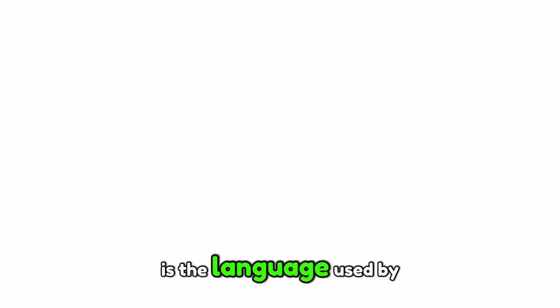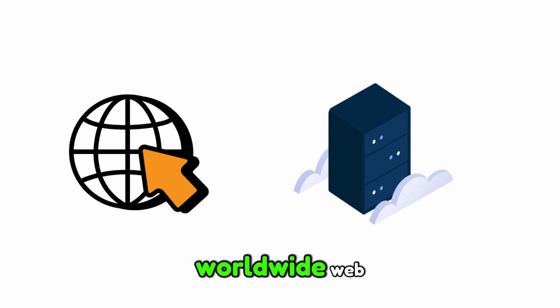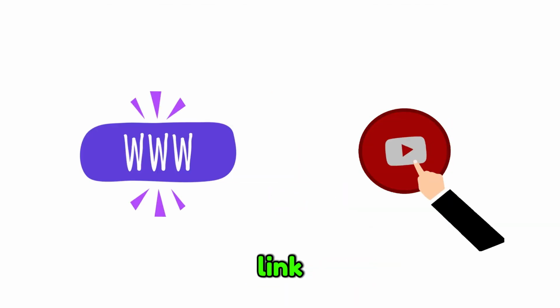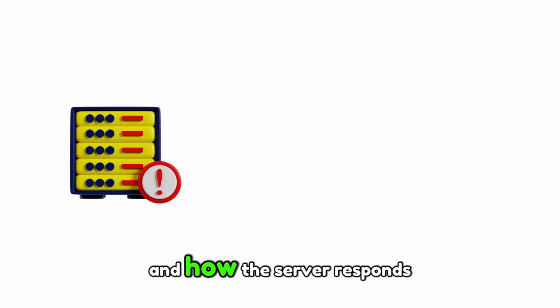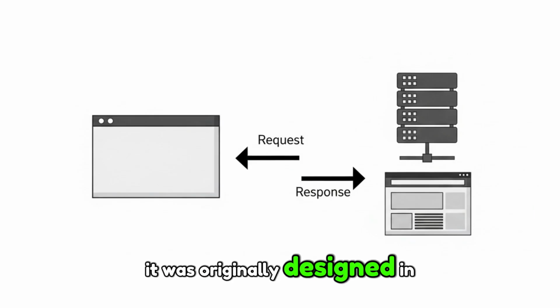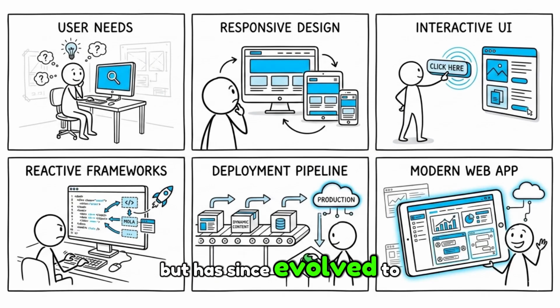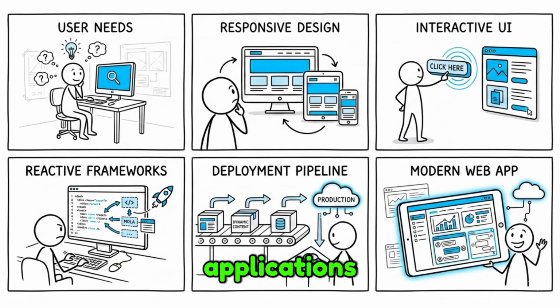HTTP, Hypertext Transfer Protocol, is the language used by web browsers and web servers to exchange information on the World Wide Web. When a user types a website address or clicks a link, HTTP defines how the browser requests the page and how the server responds with the necessary content. It was originally designed in the early days of the web to deliver simple documents, but has since evolved to support complex interactive websites and modern web applications.